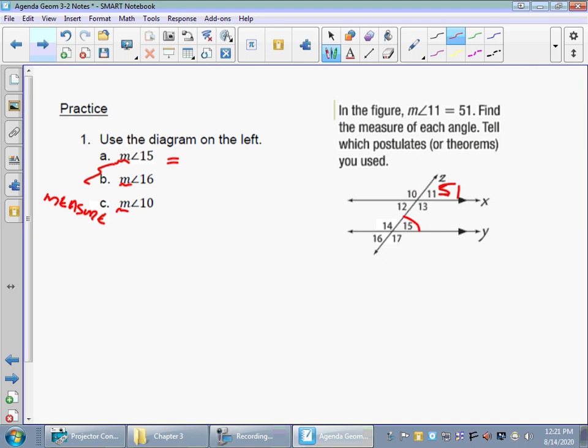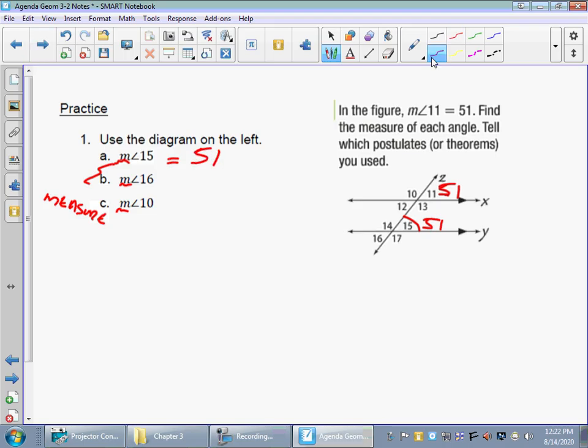Well, it's a corresponding angle, right? It's above lines X and Y, and it's to the right of the transversal Z. So that would have to have the same angle, right? Because corresponding angles are congruent. So it would have to be 51.